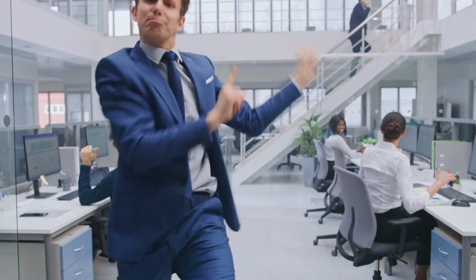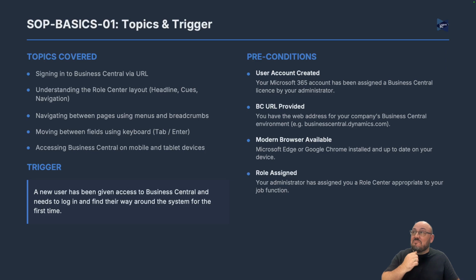Now, getting started and navigation. The topics covered here are signing into Business Central via URL, understanding your role center layout, what's the heading, headline, the cues, the navigation, navigating between pages using menus and breadcrumbs, moving between fields using keyboard, tab, and enter, and accessing Business Central on mobile or tablet devices.